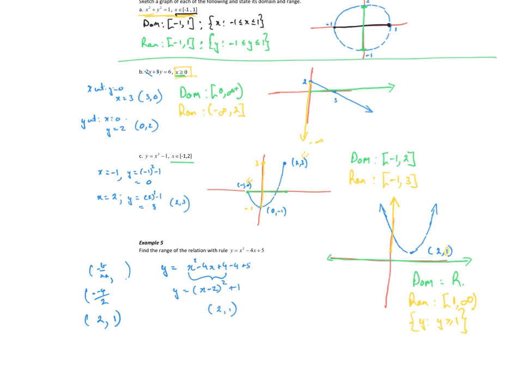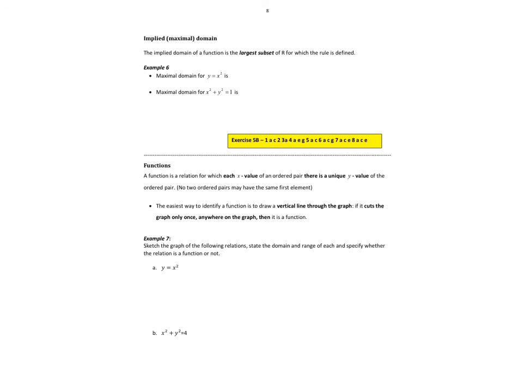All right, it's starting to get a feel. Domain, x values, range, y values. Sometimes, a bit like that previous example, we're not told specifically what the domain is. And so what we say then is that the maximal domain is implied. So if we're not told what the domain is, we assume it's the biggest possible domain allowable.